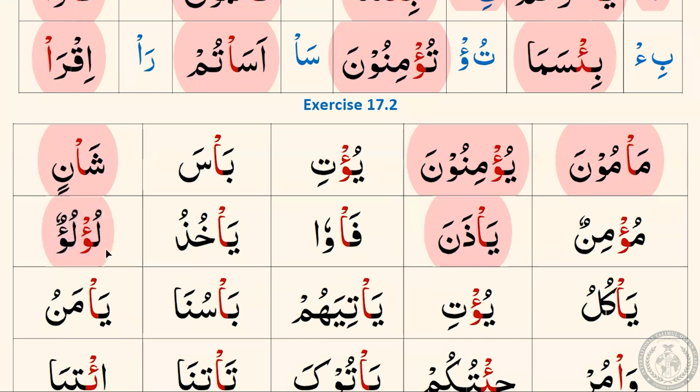And have a go at this one for me. Lu-lu-lu. Good, well done. The only thing is, on the lam, the first lam, what sign is there on top of it? Dhamma. Good, well done, excellent. So the Dhamma, and likewise the Fatha and the Kasra, they are very sharp sounds, okay? So La, Li, Lu. Just make sure it's a sharp sound, so not Lo, but Lu, okay? Lu, Lu, Un. Good, well done.